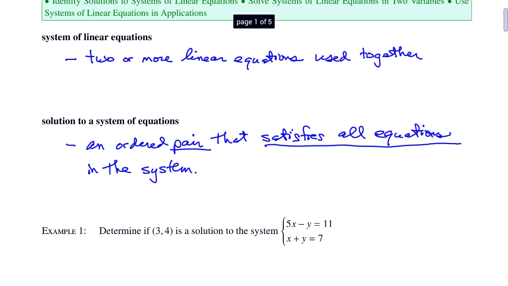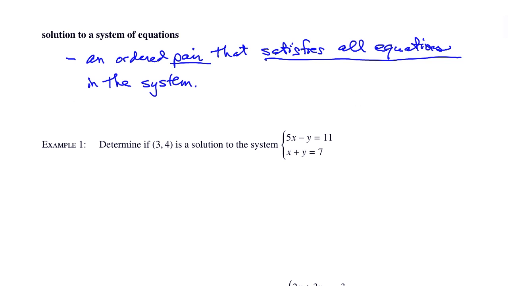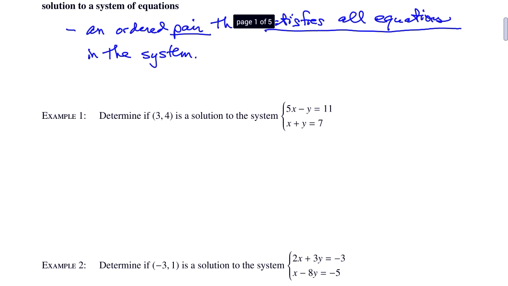Let's look at example 1. Determine if the point (3, 4) is a solution to the system 5x minus y equals 11 and x plus y equals 7. So to determine if you do have a solution, you just check those values in both equations. And if they're true in both equations, then it is a solution. So x is equal to 3, so I'm going to plug in 3 for x. y is 4, so I'm going to plug in 4 for y. And we're going to use the "is that equal" symbol. Remember, you're not allowed to move things over left and right. You just need to evaluate the left, evaluate the right, and see if both sides are equal.